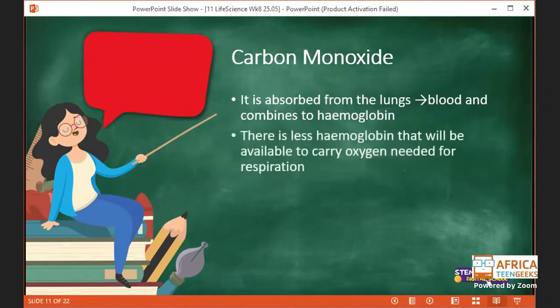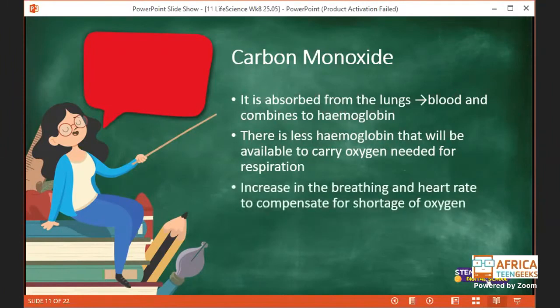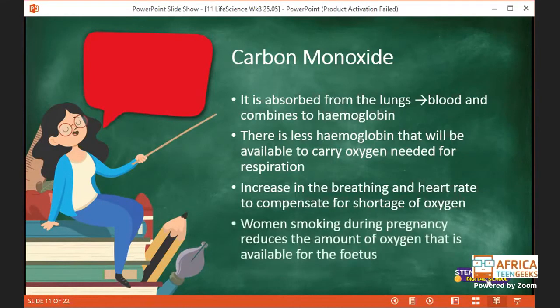And then there is less hemoglobin available to carry oxygen needed in respiration if we inhale carbon monoxide, because of the reasons that you guys gave me. And then we have an increase in breathing and heart rate to compensate for the shortage of oxygen. Women who smoke during pregnancy reduce the amount of oxygen that is available for the fetus, also because we have less hemoglobin that would carry oxygen needed for respiration.